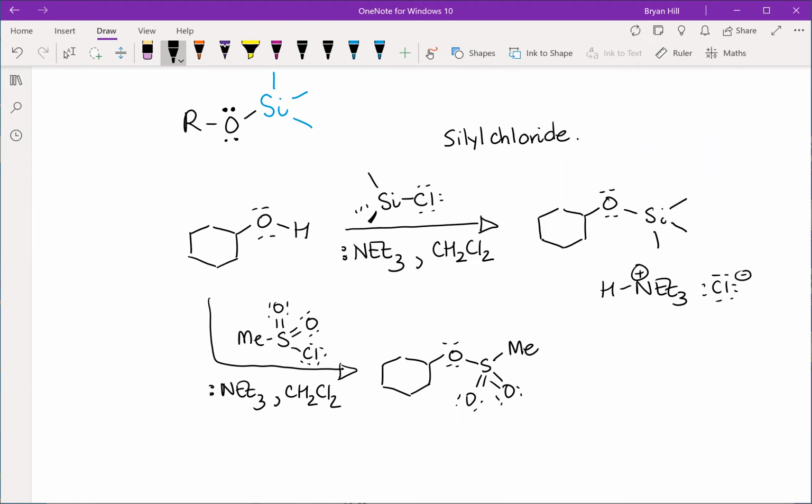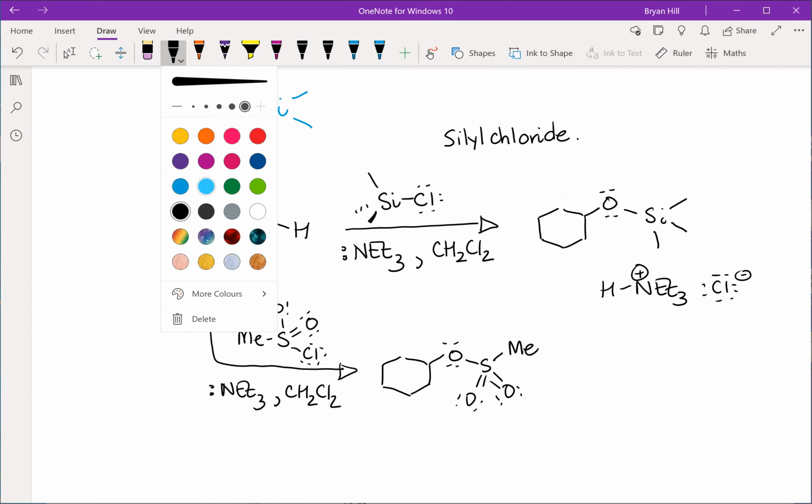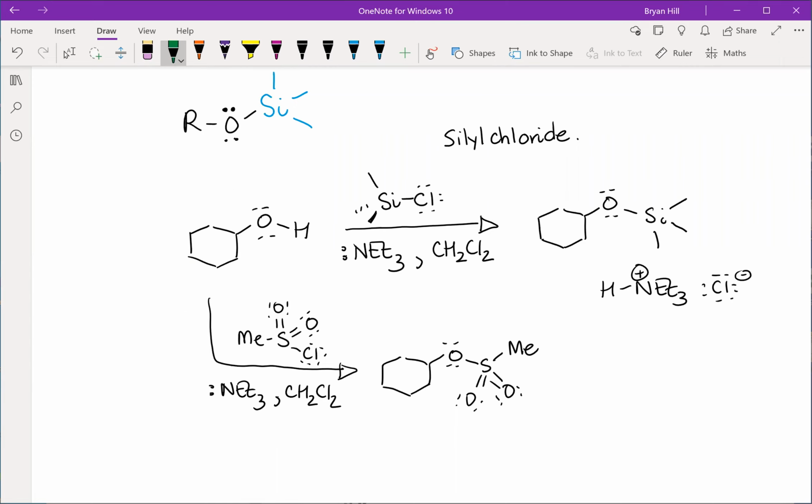Technically, the reaction with the silyl chloride is an SN2 reaction. And you'll say, wait a second, Dr. Hill, last term, this couldn't happen on a tertiary carbon, right? But the silicon-carbon bond is so much longer that it's not sterically hindered. So it's basically an SN2 type reaction.